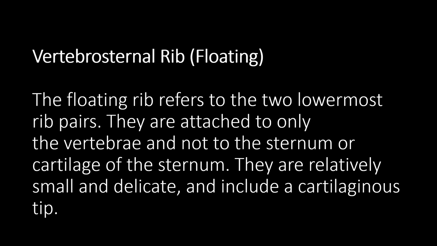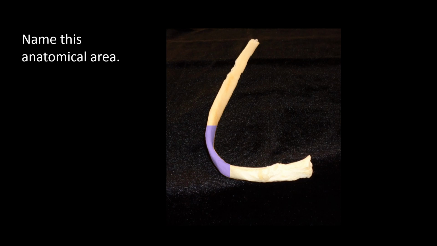Vertebrosternal rib. Floating. The floating rib refers to the 2 lowermost rib pairs. They are attached to only the vertebrae and not to the sternum or cartilage of the sternum. They are relatively small and delicate, and include the cartilaginous tip. Name this anatomical area.